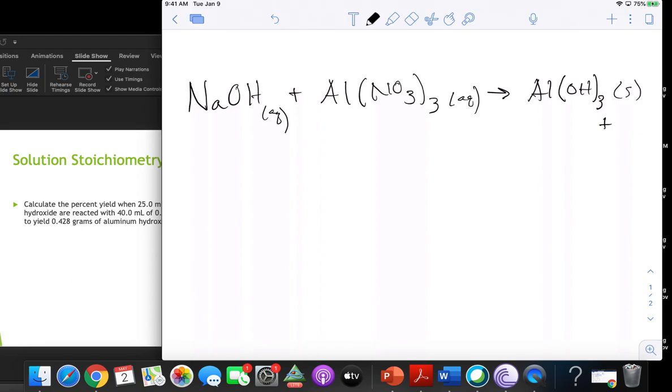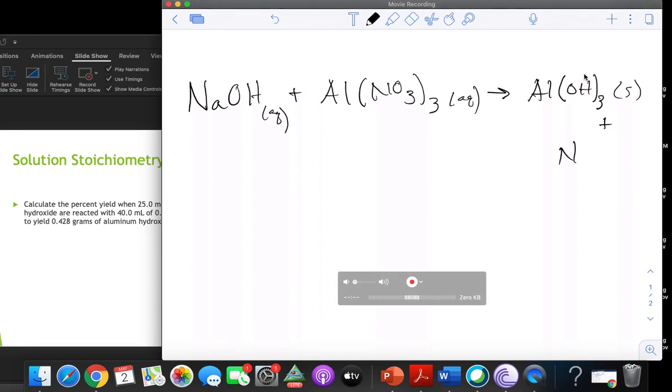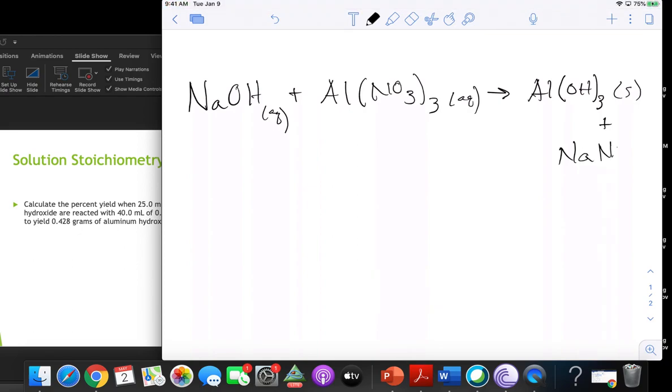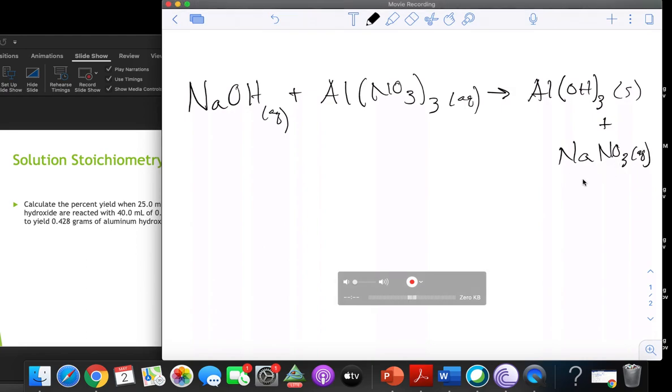If you're looking at this, this is a classic precipitation reaction. My other product would be sodium nitrate. If you're wondering how I'm getting these products, precipitation reactions are aqueous plus aqueous making a solid, and we're switching our ion pairs. Basically the hydroxide and nitrate switch, but to get your products, balance the charges. That's why it's Al(OH)3, and it's also why my other product is NaNO3, which is aqueous because sodium and nitrate are ions that are always soluble.